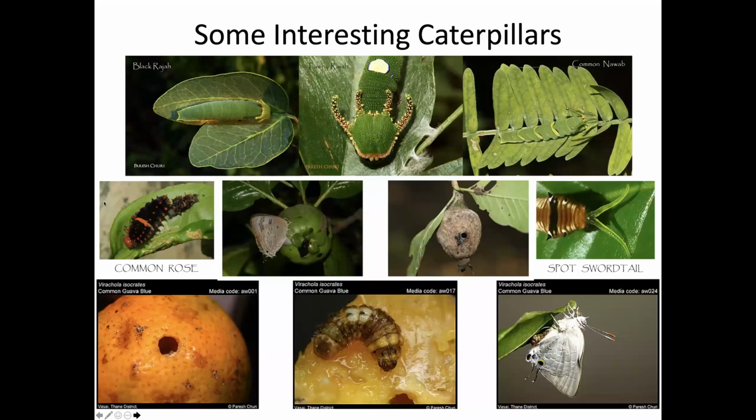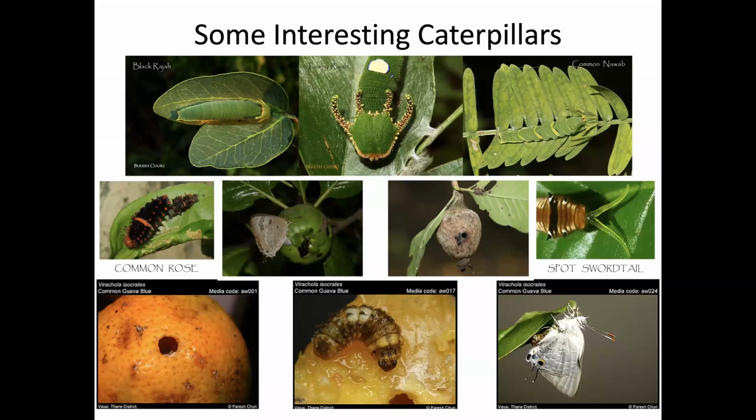Some interesting caterpillars. In the upper row you can see the Nawabs and Rajas caterpillars. The middle one in the upper row is Tawny Raja, on the right side there is a Common Nawab, and on the left side is a Black Raja. These particular species of butterflies are known to use Fabaceae plants as their larval food plants.